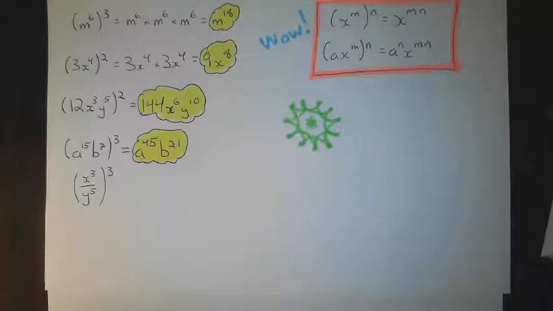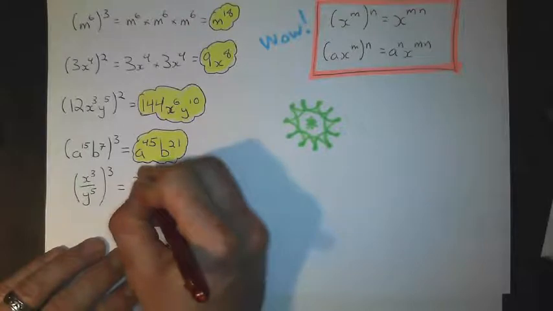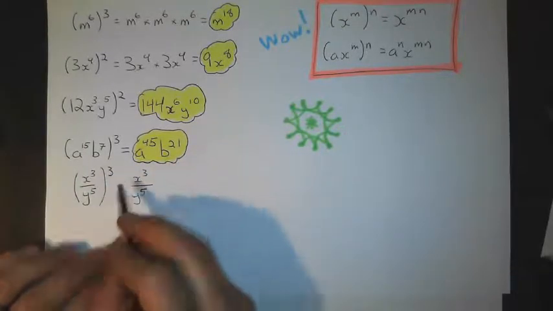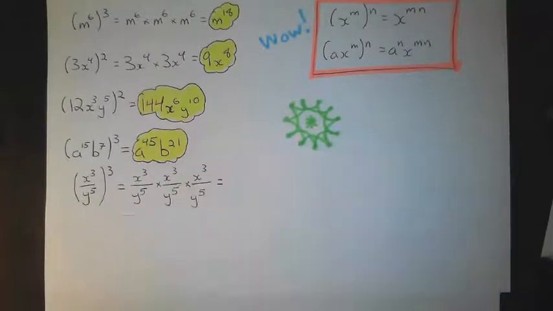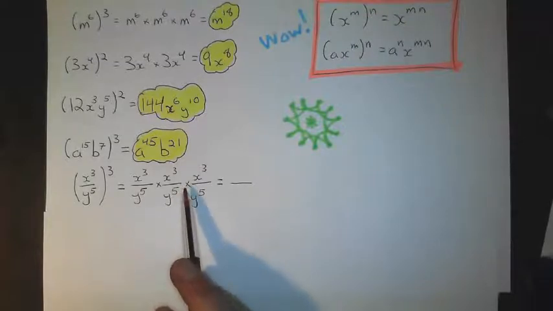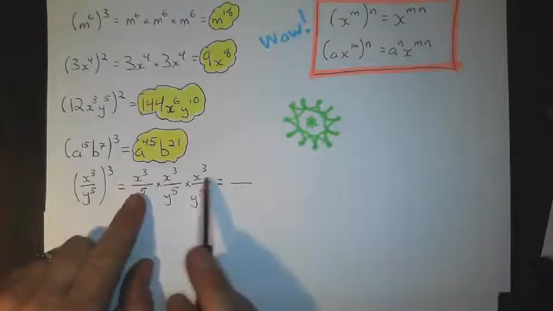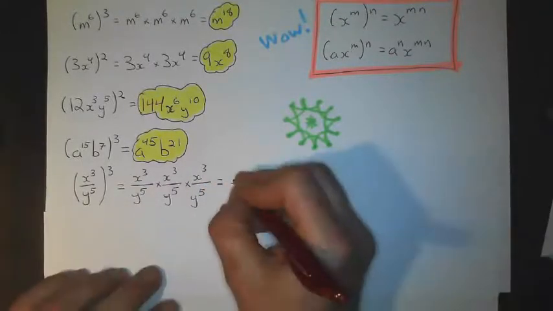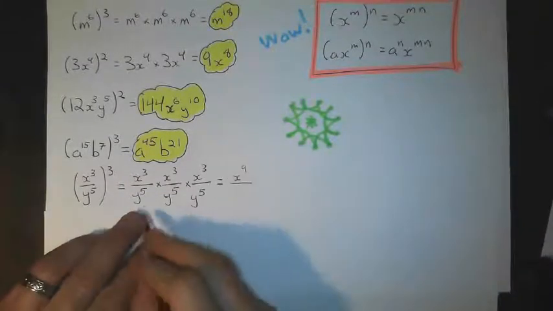What does this mean? This means x cubed over y to the 5th times itself 3 more times. Okay, so when we write it out in full, we can hopefully go back to our old rules and say, oh, okay, I'm multiplying powers with the same base here. What happens there? The exponents get added. 3 plus 3 plus 3 is 9. Same down here, 5 plus 5 plus 5 is 15.